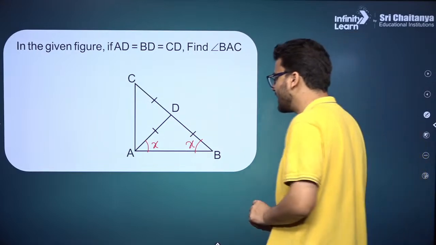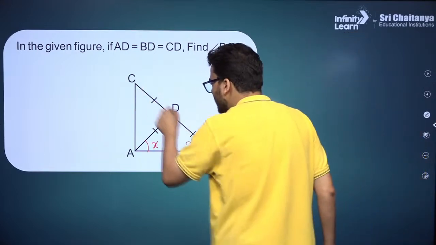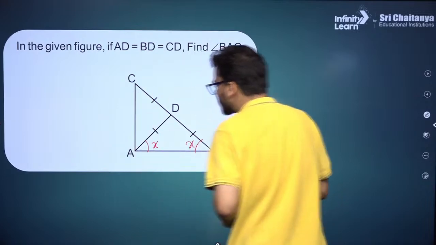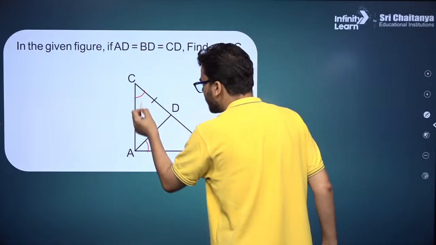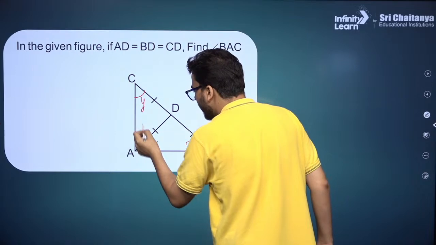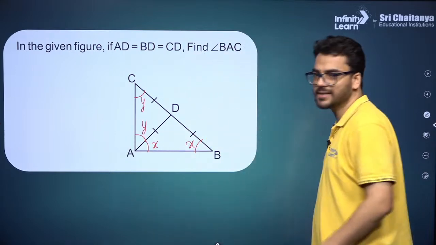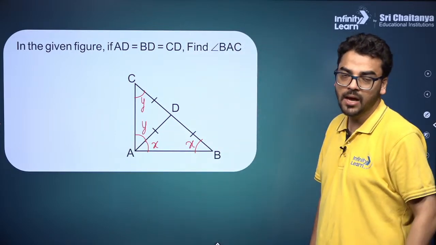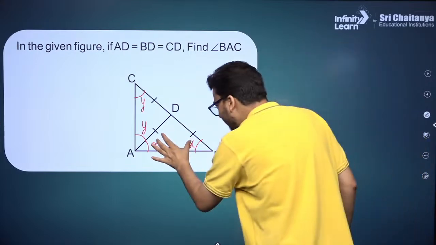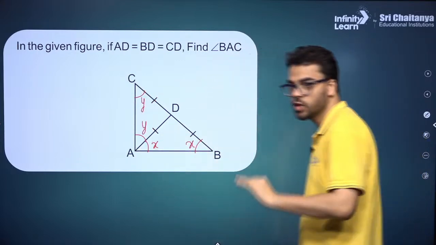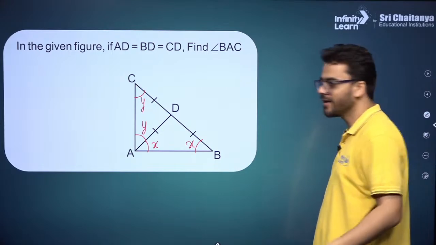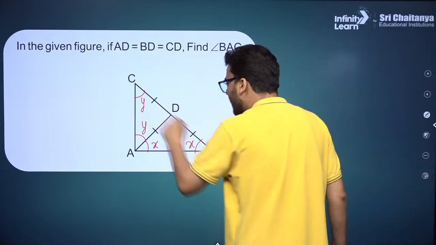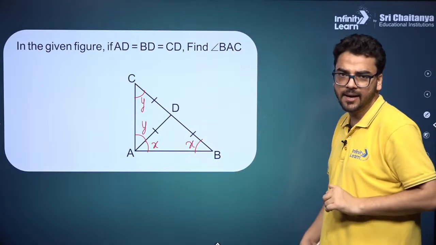Correct? In the same manner, if I take this triangle CDA, and I take this to be y, this will also be y, because angles opposite to equal sides of a triangle are equal. Now don't say that if this is x, these will also be x. No, it will not work like that. This triangle is different, this triangle is different. I hope it is clear up till here.